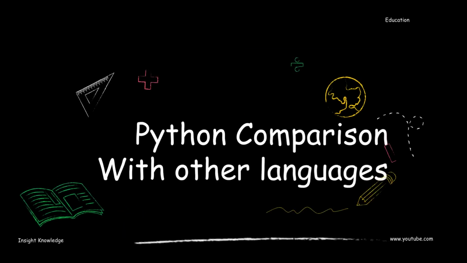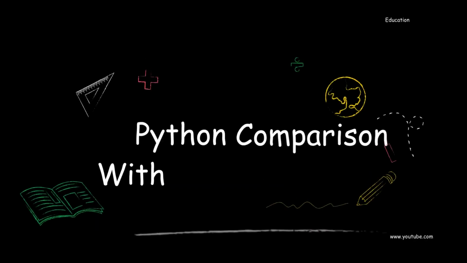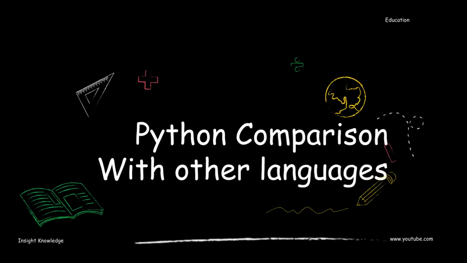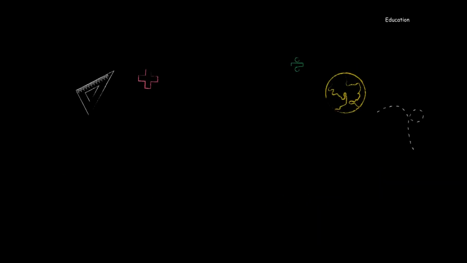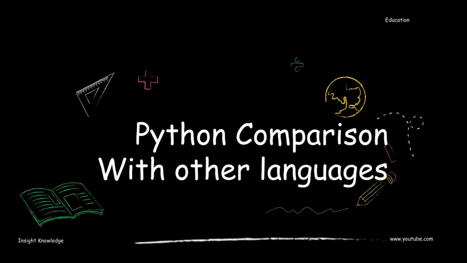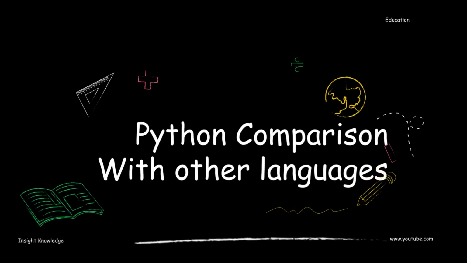Now, we will discuss why Python is chosen over other programming languages. The reasons are its readability, versatility, cross-platform compatibility, data science and machine learning, job opportunities, and many more.